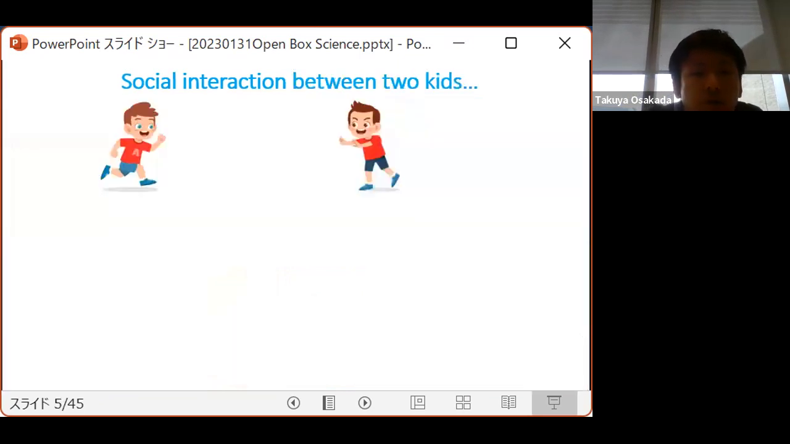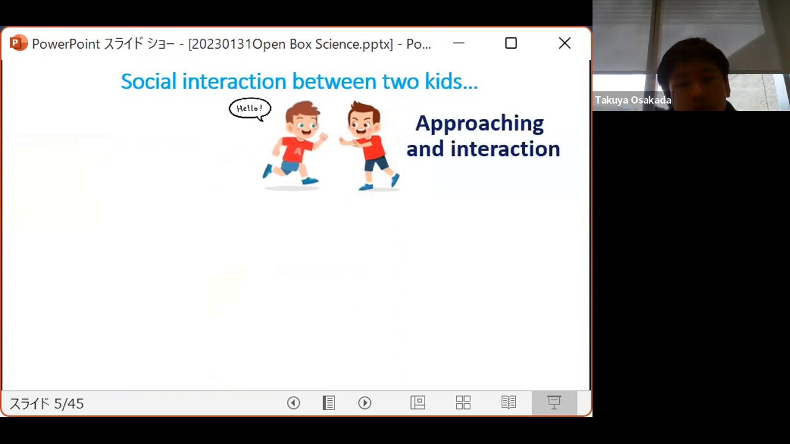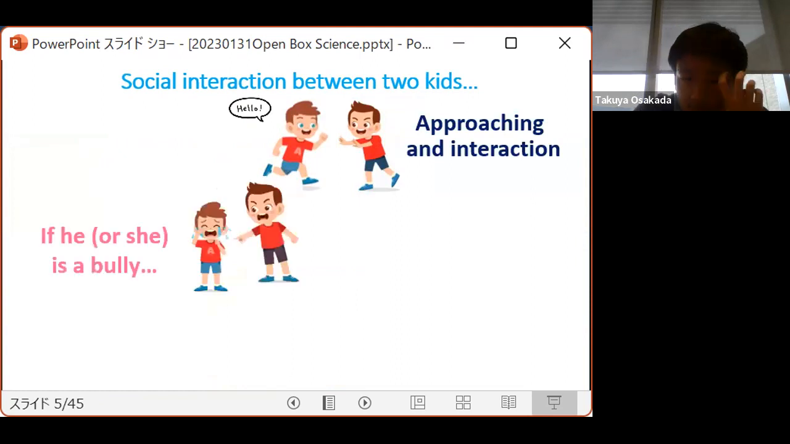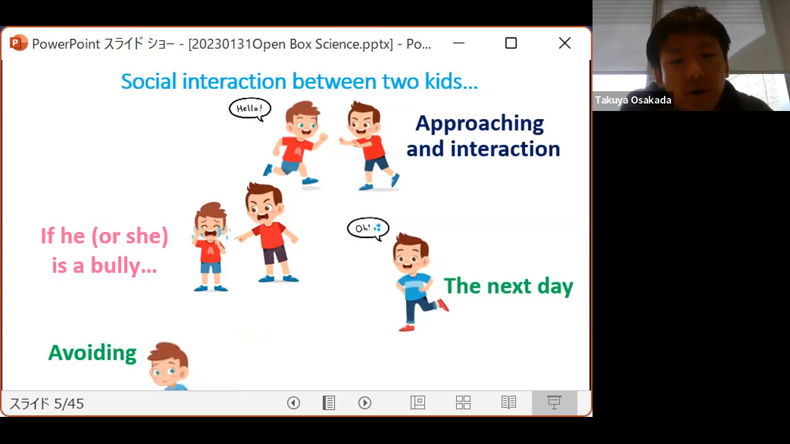So I also want to show one example in humans. Here are two boys, and initially one boy approaches the other and says hi or something and they communicate. However, if he is a bully, what's going on? On the next day, the bullied boy will show avoidance of the bully when he finds his previous friend or something. So anyway, we can easily imagine the plasticity of social interaction and the drastic behavior change in humans as well.